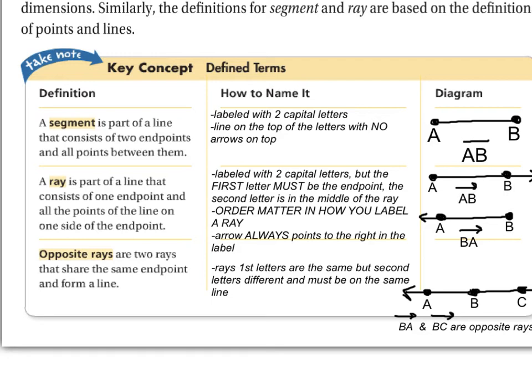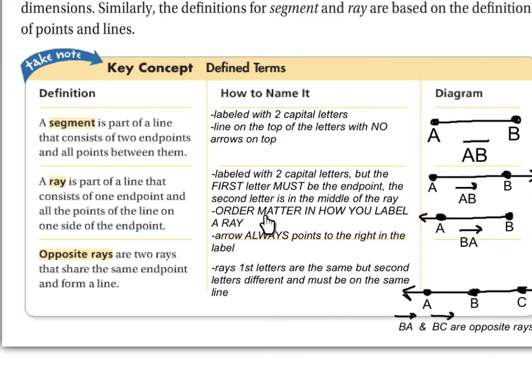Now rays are the trickiest ones, because rays are a little bit different. They're a little bit more specific. A ray is a part of a line that consists of 1 endpoint and all points of the line on one side of the endpoint. So how do we name it? It's labeled with 2 capital letters, just like a line and a segment. Here's the only difference: the first letter must be the endpoint. That's very important. The second letter is in the middle of the ray.